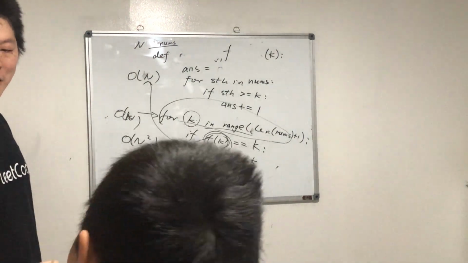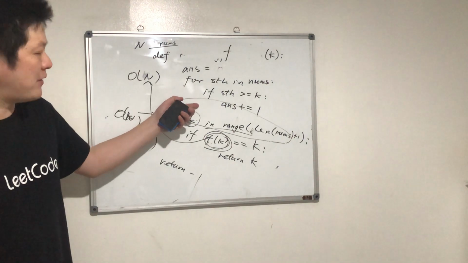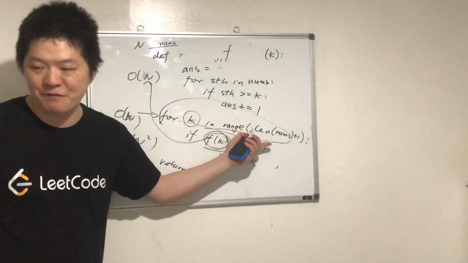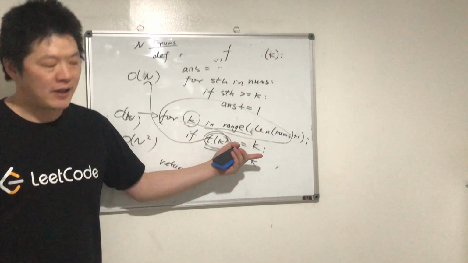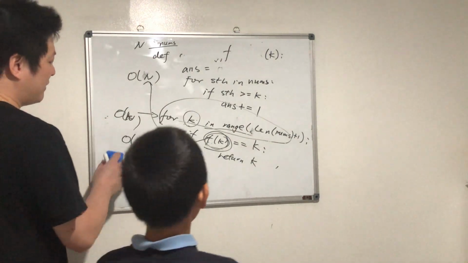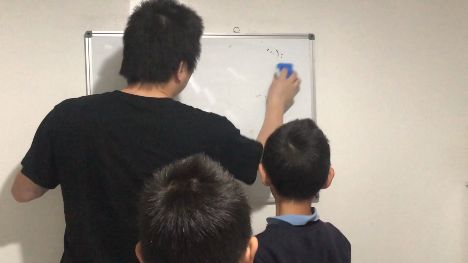Okay, so we can improve two bits. First of all, we can improve this f function, or we can improve how we search this k value. Am I right? So first, let's improve this f function. How can we improve it, Eric?